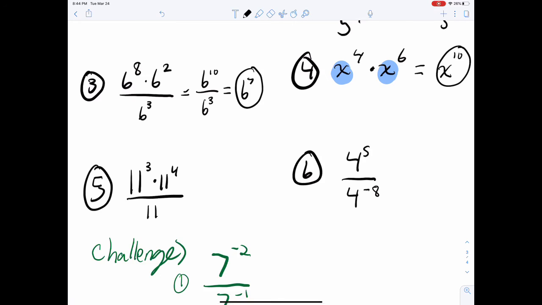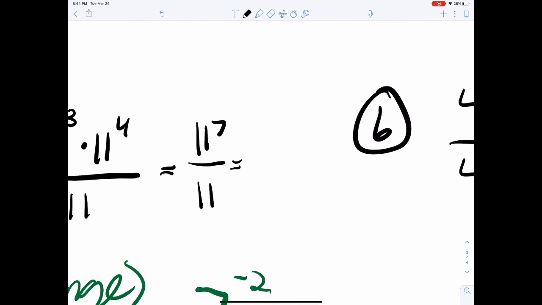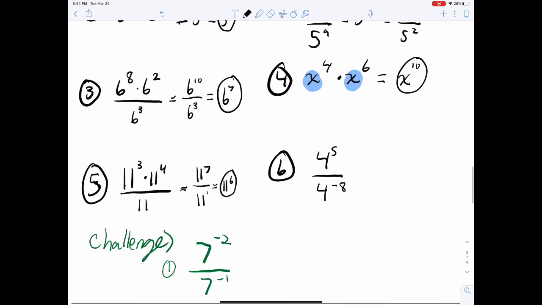All right, number 5 here. I guess I need to learn how to do 5s again. We'll do the product rule. We'll get 11 to the 7th all over 11. Now the only thing is here we're going to use the quotient rule, but we have to keep in mind that if there's not a 1 for the exponent, it's implied that there's a 1. So now you can do the quotient rule, subtract exponents, get 11 to the 6th.